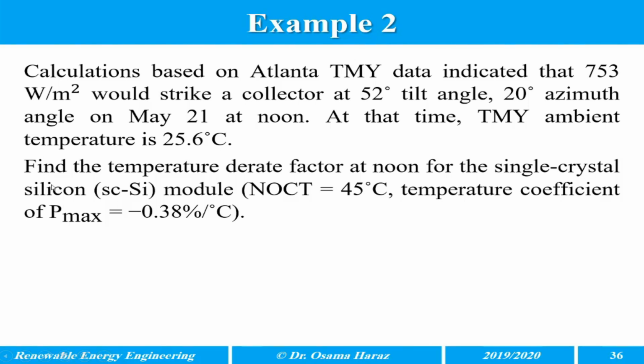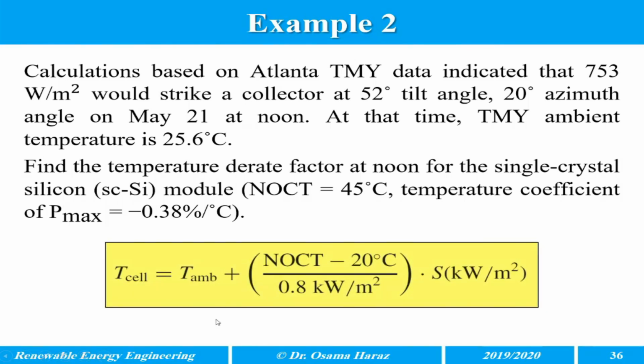Now, we need to find the temperature derate factor at noon for the single crystal silicon, or SCSI, module. From the data sheet, NOCT equals 45 degrees and the temperature coefficient of power maximum equals minus 0.38 percent per degree centigrade. So now, how to solve this example? Simply, we are going to use this equation.